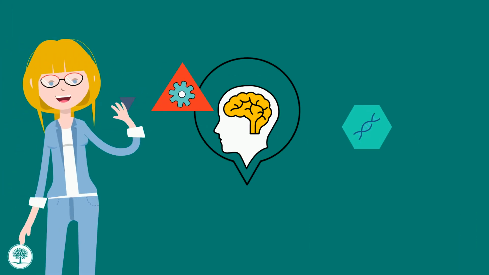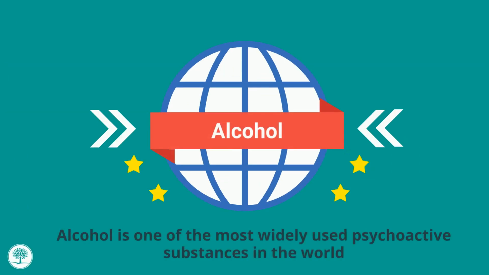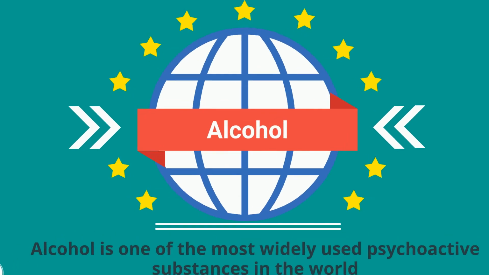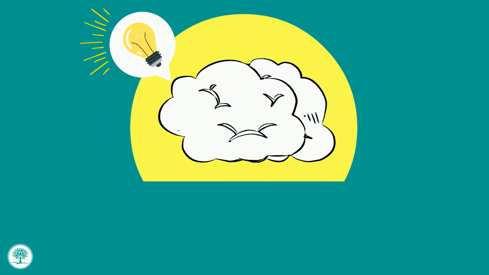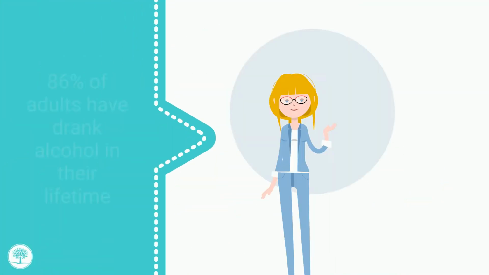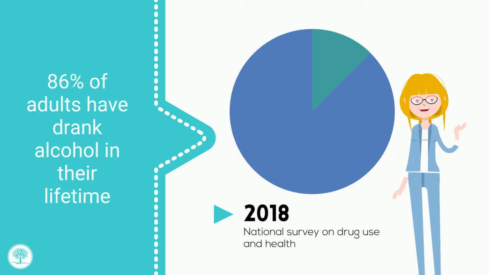This lesson will be an overview. Alcohol is one of the most widely used psychoactive substances in the world. Because it is psychoactive, it affects your brain. And according to a 2018 National Survey on Drug Use and Health, 86% of adults have drunk alcohol in their lifetime. That is virtually everybody.